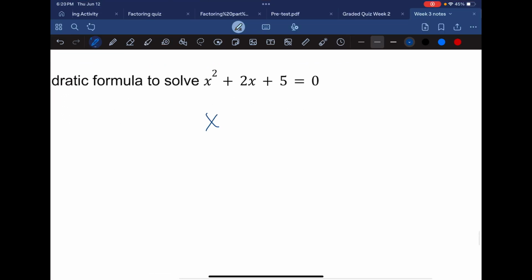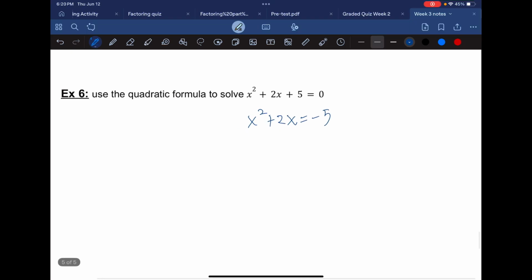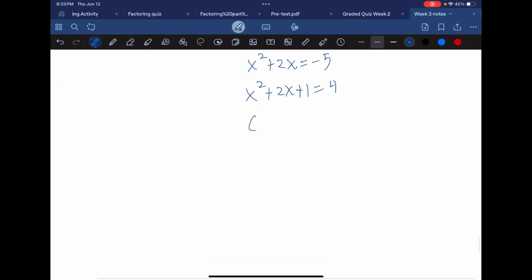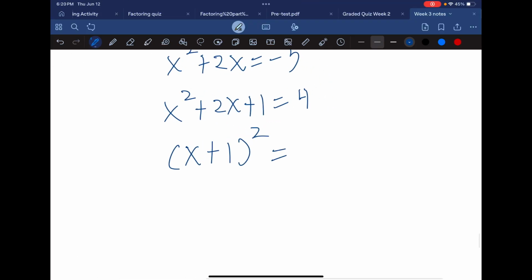So we have x squared plus 2x equals negative 5 because we move that constant over, and then half of 2 is 1, 1 squared is 1, so we add 1 to both sides. X squared plus 2x plus 1 equals 4, and then we see pretty clearly right here x plus 1 squared, right, because 1 times 1 multiplies to 1, and 1 plus 1 adds to 2. So we have x plus 1 squared equals 4.